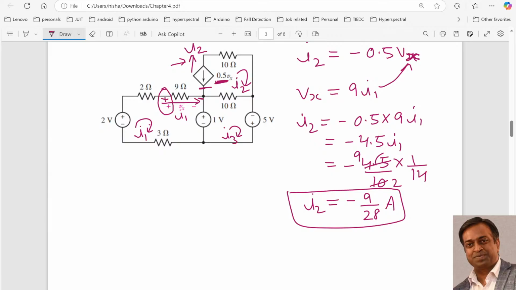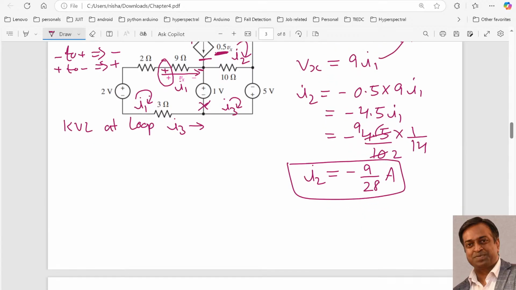Now applying the loop current KVL at loop I3, what do we get? Moving from here, if I take minus as minus and plus as plus, following this, what am I going to get? Starting with this voltage source, the sign is changing from minus to plus, so it will be minus 1. Then coming to this 10 ohm, the direction tail, we will get positive at the tail and minus at the arrowhead, right?